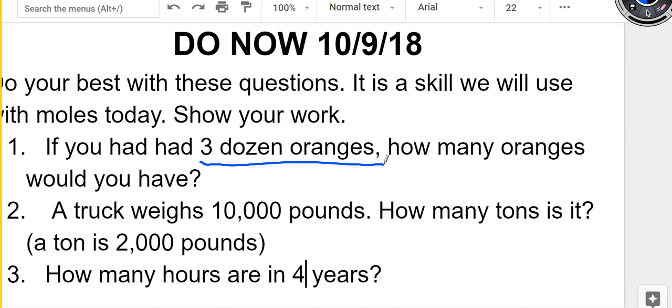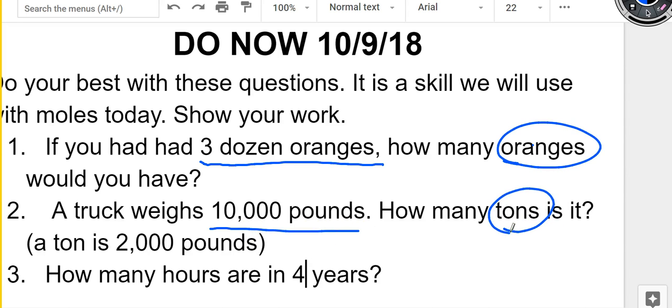You underline what they give you, and then you circle what they want. So in this one, we're going to circle oranges because they want oranges. In the next problem, you're given 10,000 pounds, and then they want tons. In the next problem, what should I underline, please? Maria. Years. So 4 years, and I'm going to circle hours.